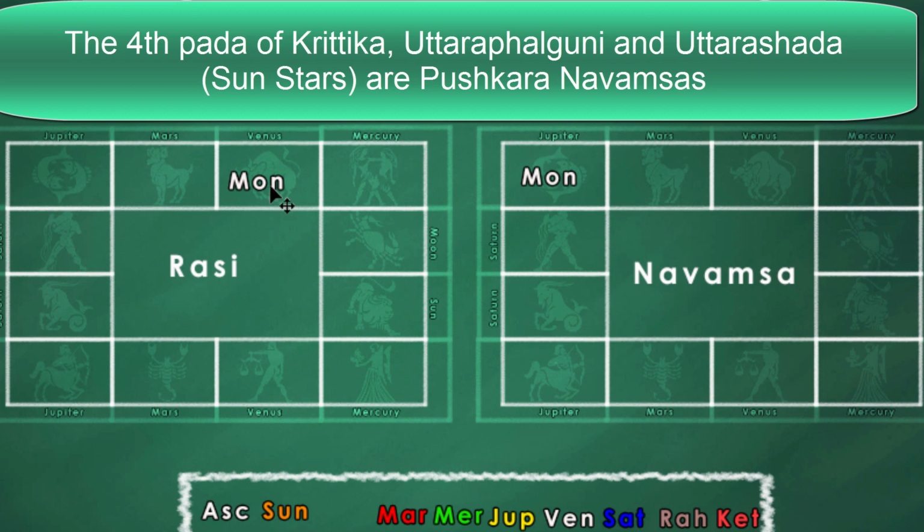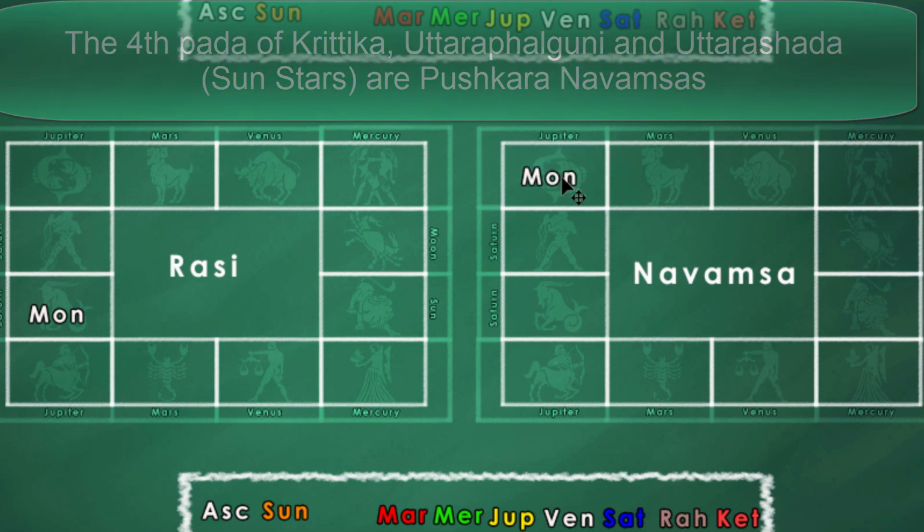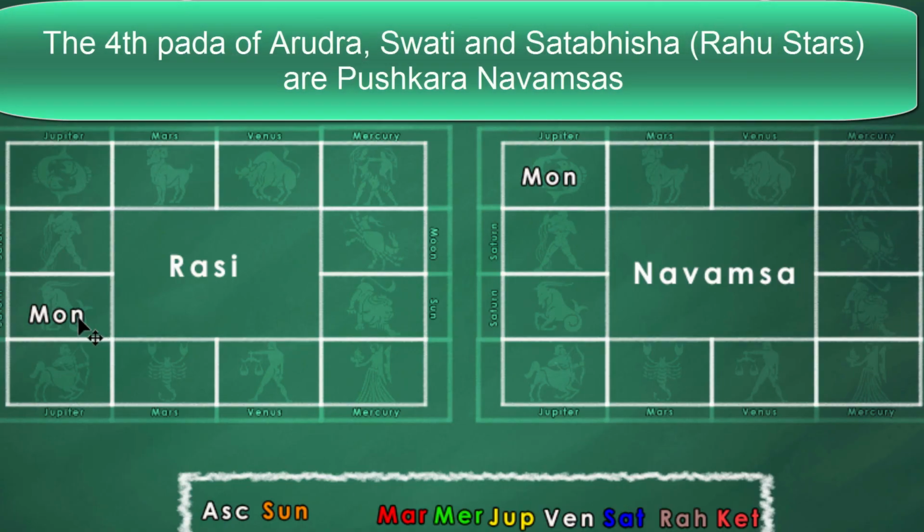The trinal pada to Krittika 4th pada has the same situation. So the trinal one is Uttaraphalguni the 4th pada. Even then the moon will be here in Navamsa. And the last one is Uttarashada the 4th pada, in which case in the Navamsa chart you will find the moon in Pisces. The 4th pada of Arudra is also a Pushkara Navamsa.